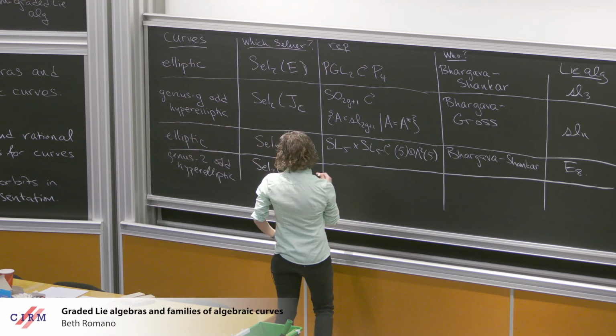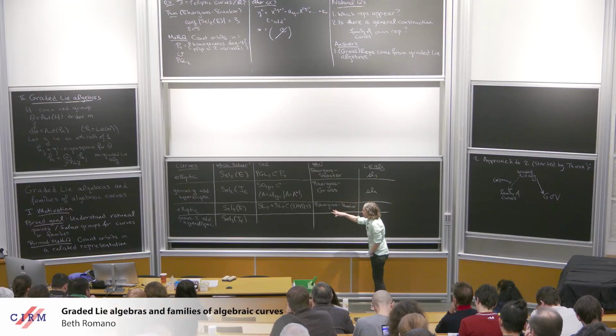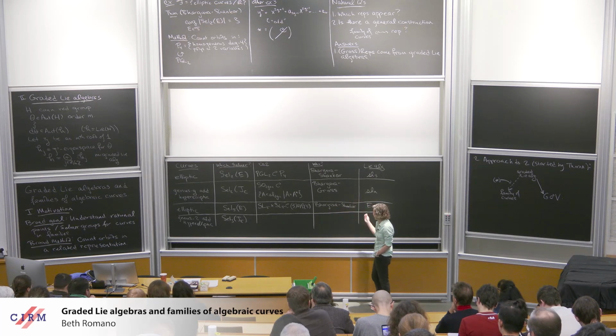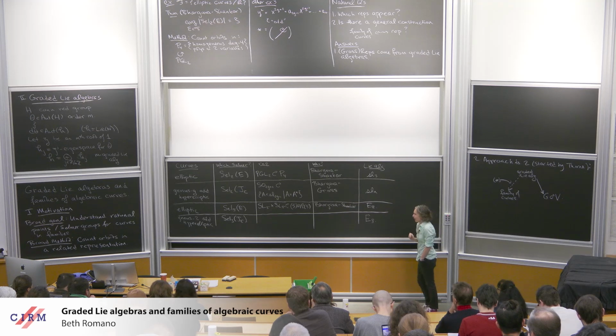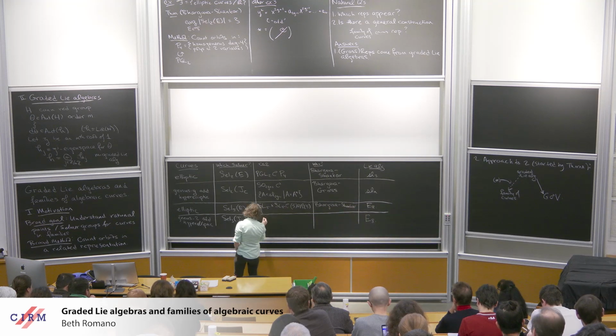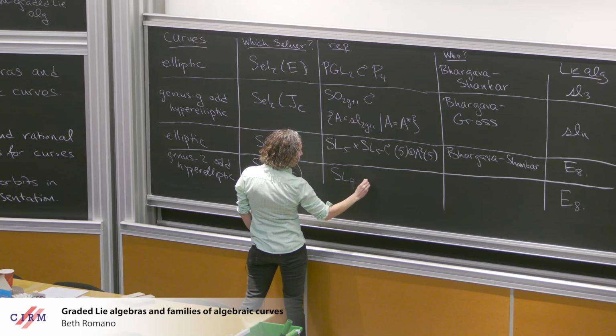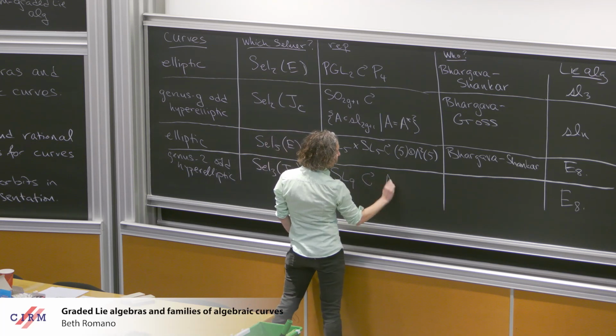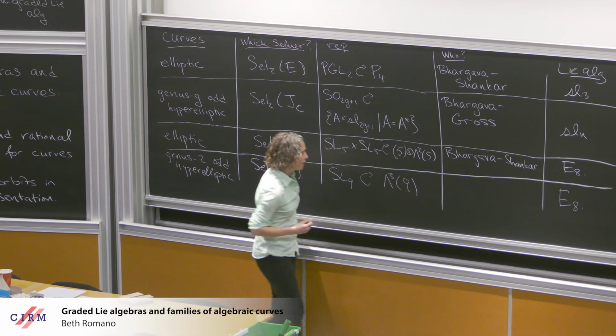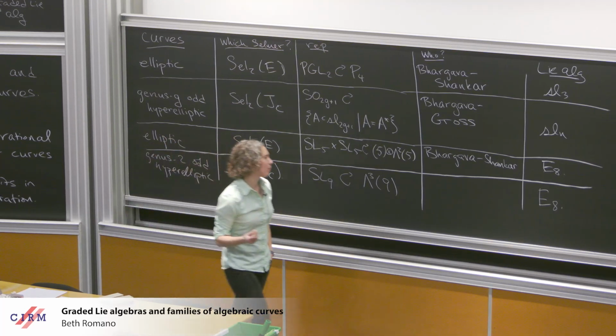And so the way the column should work for us is we started with E8. We looked at a 3 grading on E8. The G that comes out of it is SL9. The representation that comes out of it is wedge 3 of the standard 9-dimensional representation of SL9. So that was myself and Thorne.